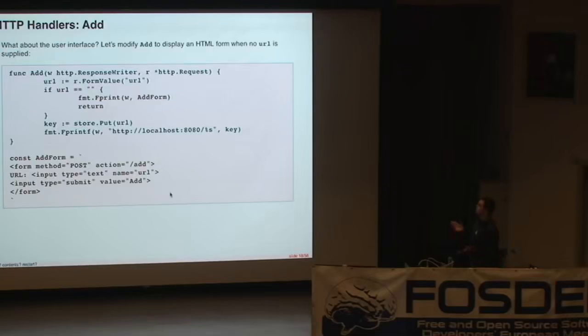But I only showed you one part of the add, the post handler. But we have to have the part of the handler that displays the form in the first place. And so if URL is empty, it means that there's been no submission or there's been an empty submission. And so in that case, I'll just fprint this constant add form, which is a string constant of an HTML form, and print that and then bail out.